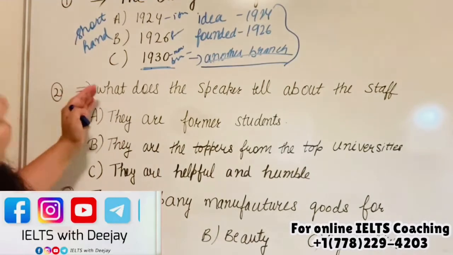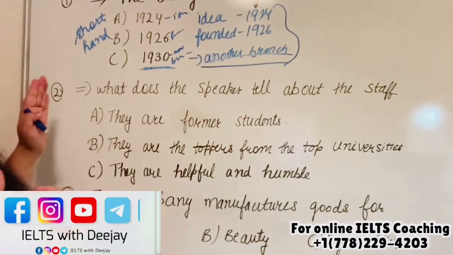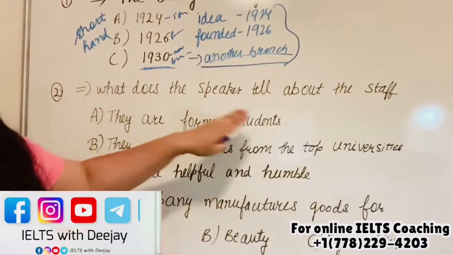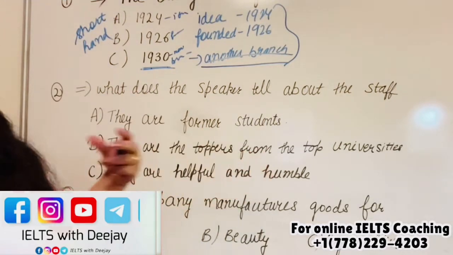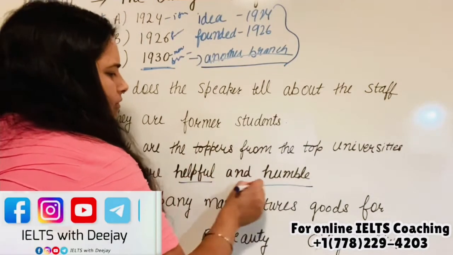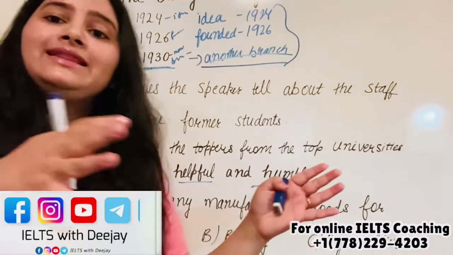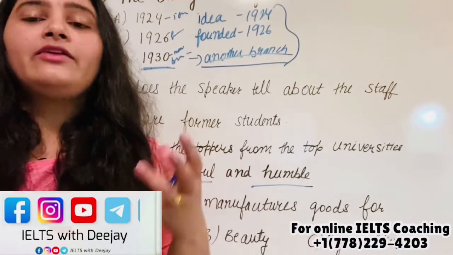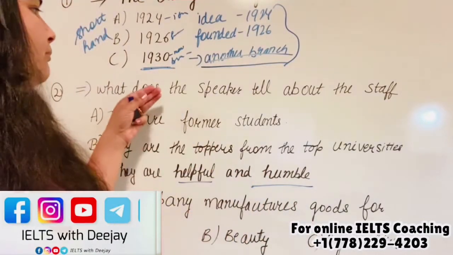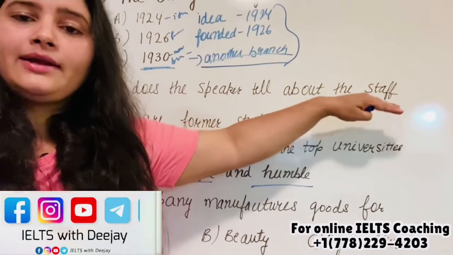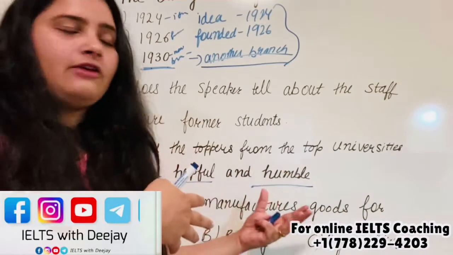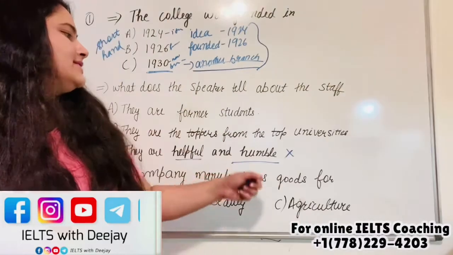Okay, the second one: what does the speaker tell about the staff? In this one, I'm going to eliminate the options. They are former students, they are the toppers from the top universities, they're helpful and humble. You have to see if they are talking about helpful and humble in this context. They can say that we prefer the staff to be helpful and humble. But here they are saying the staff is like this, that this quality is there in the staff. So they are not preferring it. This is how I will eliminate.